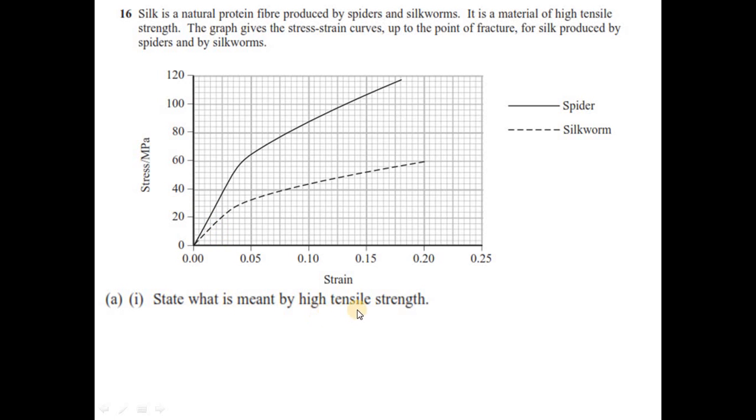State what is meant by high tensile strength. High tensile strength means a material can withstand a large stress. It's quite a strong material and can bear a large amount of stress.